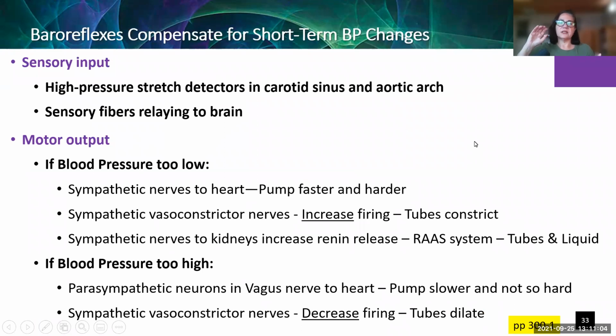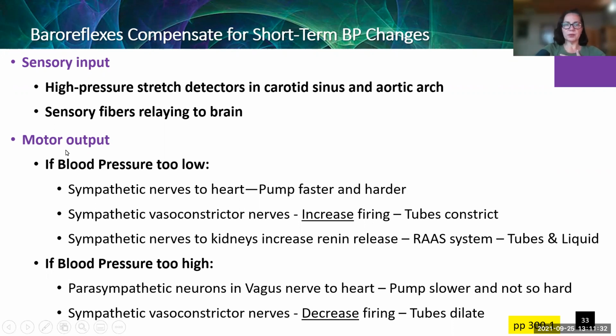All right, so this is the reflex to compensate for short-term blood pressure change. Let's say we're going from a lying down position to a standing up position. We need quick changes; we don't have time to be changing the blood volume then. So whenever you have a reflex, you have to have sensory input, and then you have motor output. For sensory input, we've got the stretch detectors in the carotids and in the aorta, relaying information to the brain.